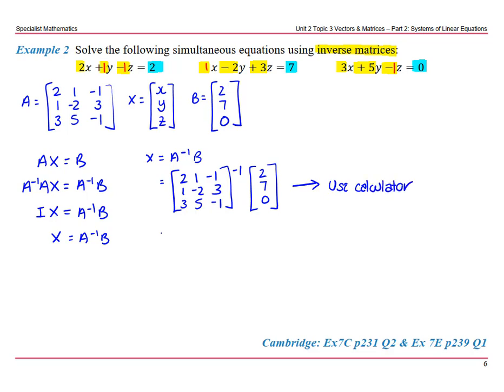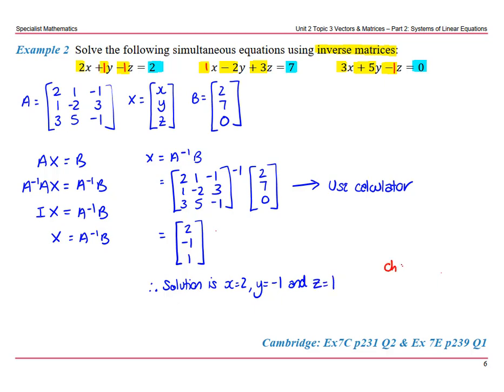So using your graphics calculator, we get 2, -1, 1. So therefore, solution is x equals 2, y equals -1, and z equals 1.